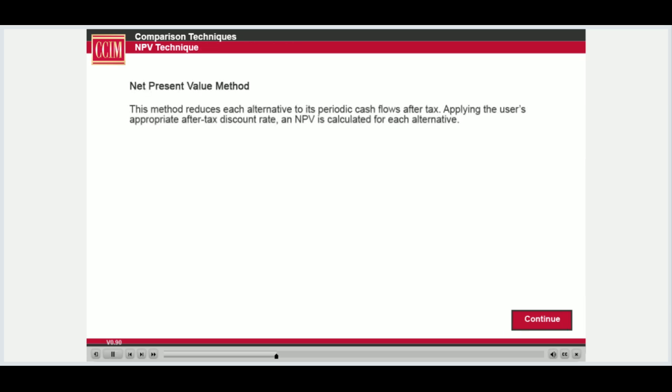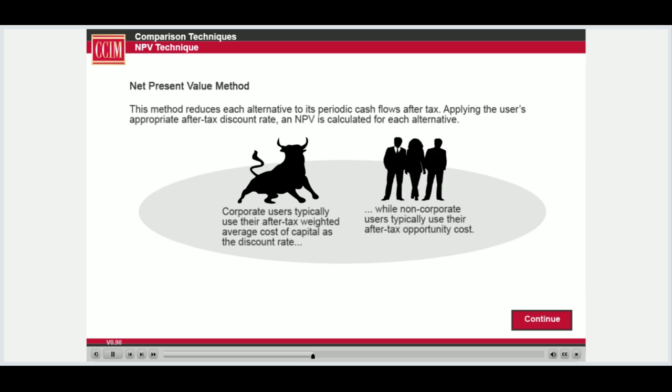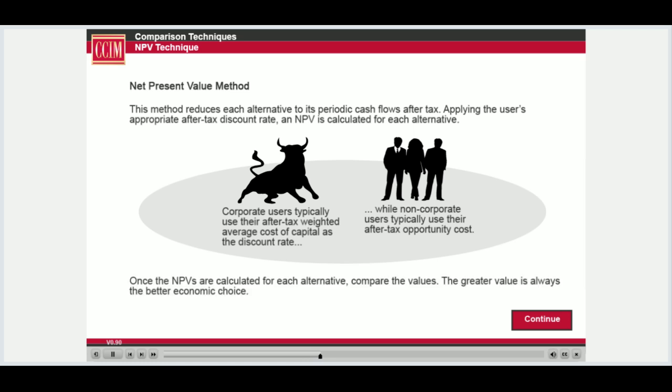The NPV method reduces the owning and leasing alternatives to their annual cash flows after tax, applying the user's appropriate after-tax discount rate. An NPV is calculated for each alternative. Generally speaking, corporate users typically use their after-tax weighted average cost of capital as the discount rate, and non-corporate users typically use their after-tax opportunity cost. When the NPVs are derived, they are compared to each other, where the greater number is always the superior economic choice.